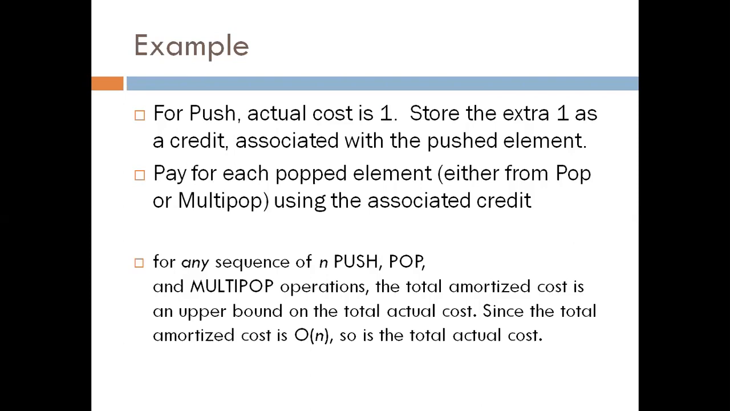For push, the actual cost is 1, and we store the extra 1 as a credit associated with the pushed element, and to pay for the popped element we use the associated credit. For any sequence of n push, pop and multi-pop operations, the total amortized cost is an upper bound on the total actual cost. Since the total amortized cost is big O of n, so is the total actual cost.